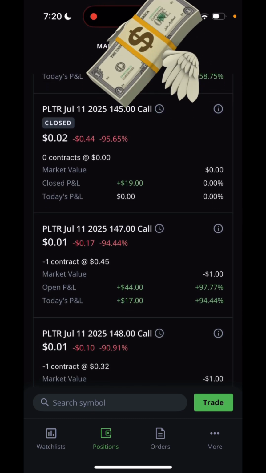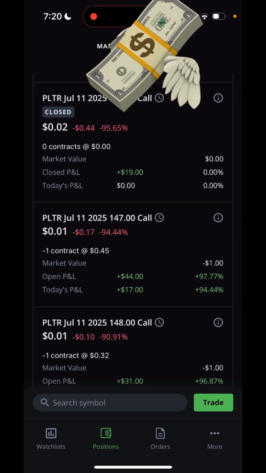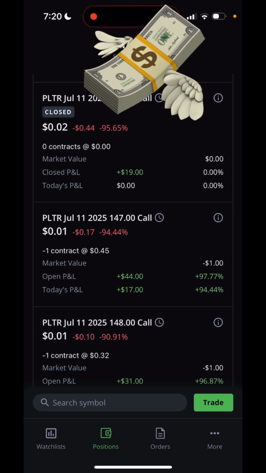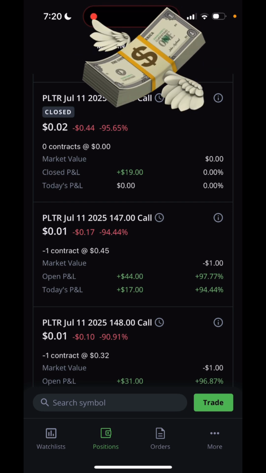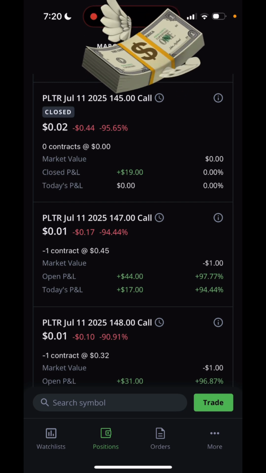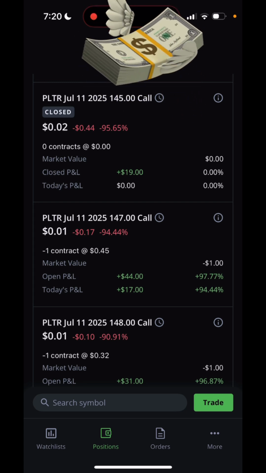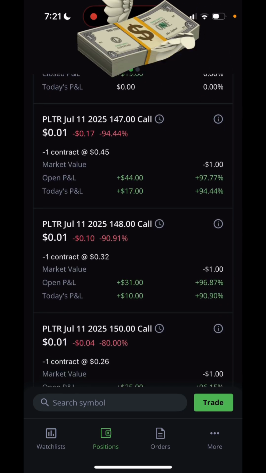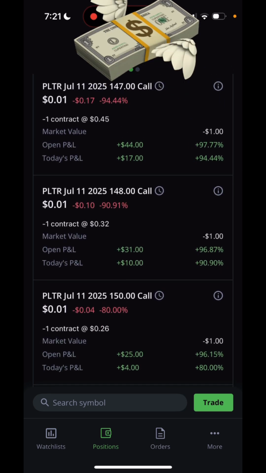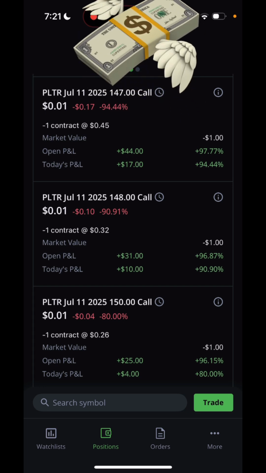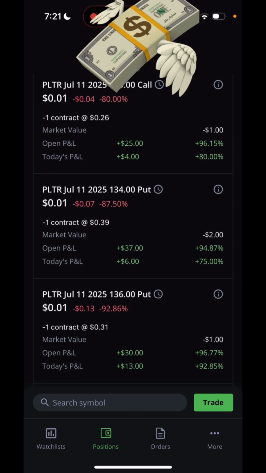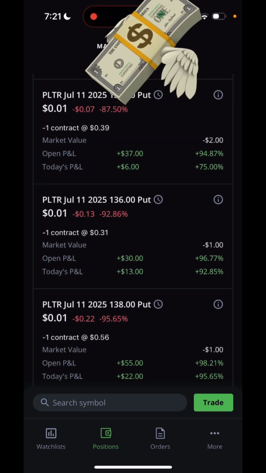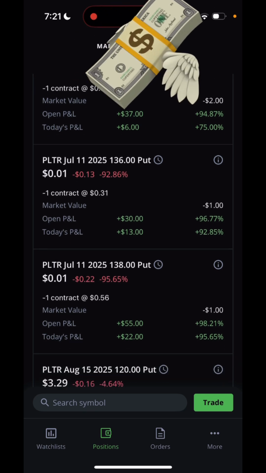And Palantir, we ran a successful strangle here. The 145 call strike, I closed early for only a $19 profit, but it was getting a little close and I didn't want to have it tested at all. So we just closed it early, still for a profit. Could have made a little bit more, but I think this was the safe play. Then the 147, 148, and 150 are all going to expire worthless. We have the 134, 136, and 138 short puts, so those are going to expire worthless.